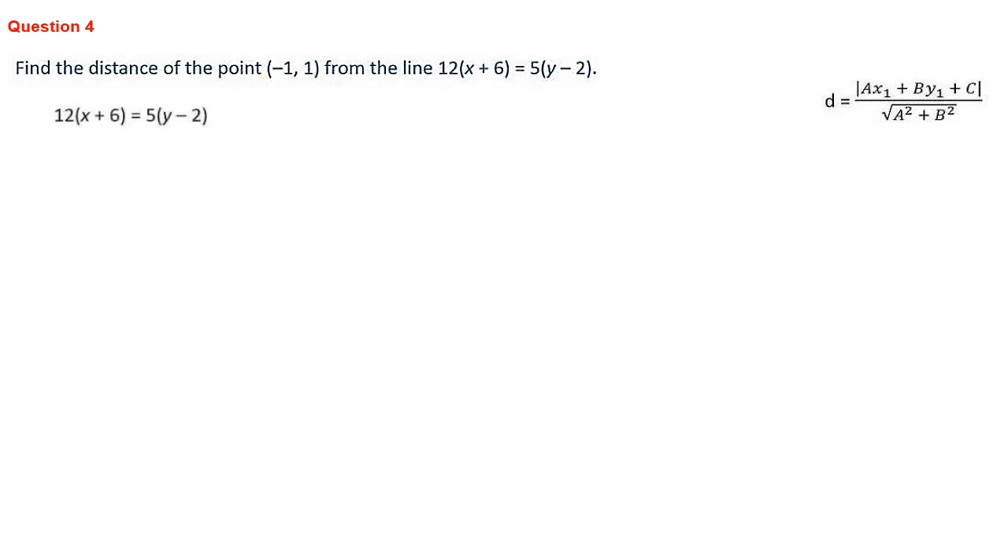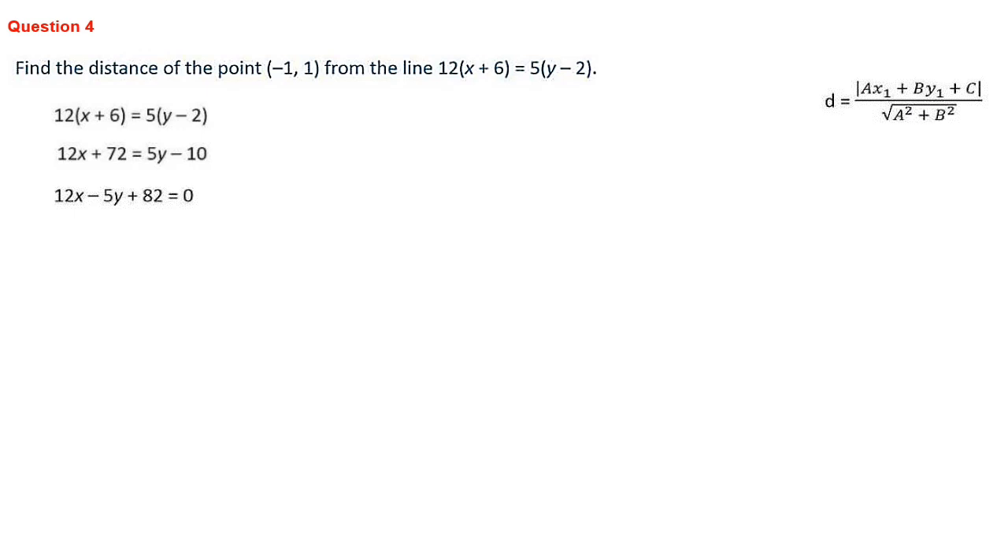So here 12 into (x plus 6) is equal to 5 into (y minus 2). This is our equation. This is not in standard form, meaning we want the coefficient of x and the coefficient of y separately. So let's do the calculation here. 12 into x is 12x plus 12 into 6 is 72. 5 into y is 5y. 5 into 2 is 10. Bring it together: 12x, this 5y comes to the left side, it comes as minus 5y. Then here minus 10 is there. This minus 10 we can bring to the left side, coming to the left side means it is coming as plus 10. 72 plus 10 is 82, equal to 0.